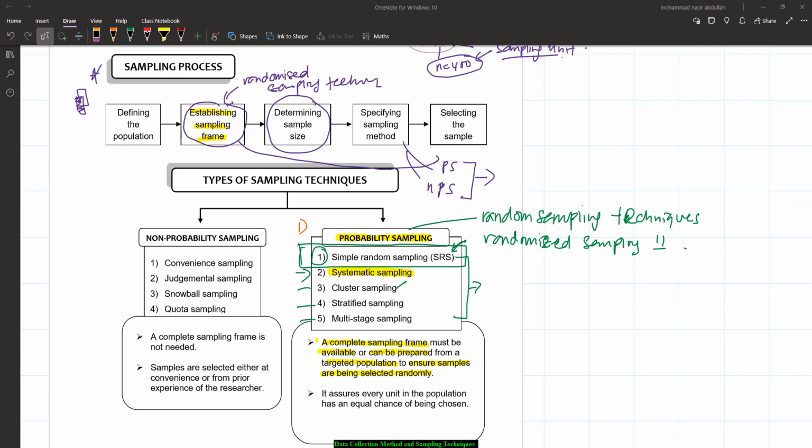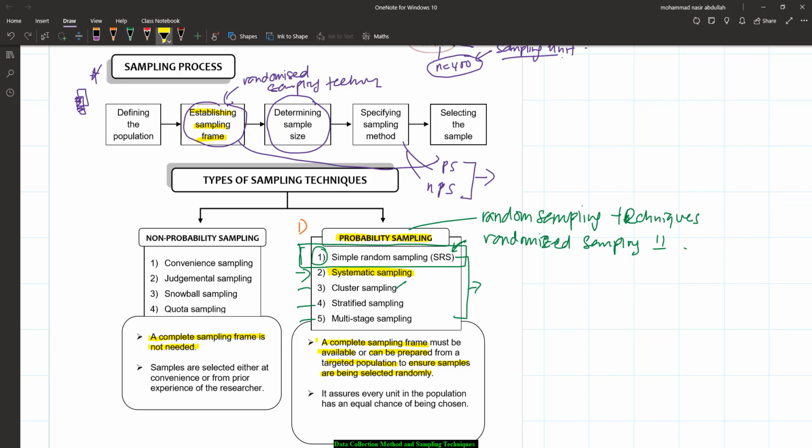That's why when you have a very large population, you will not use simple random sampling. We will not use a stratified sampling method or cluster sampling method. We will use either the multi-stage sampling method, or we switch to non-probability sampling techniques, where a complete list of members in the population, which is a sampling frame, is not needed.